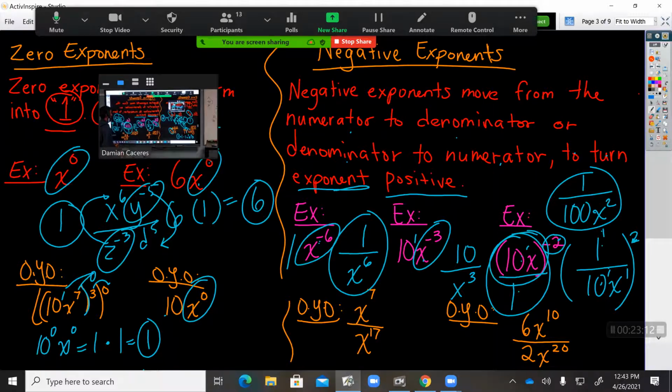You're welcome. All right, eyes up here, please. So on the second example, x to the 0 turns into a 1. Now that 10 has no 0 exponent. It has a 1 exponent. So what we have here is 10 times 1, which equals 10.